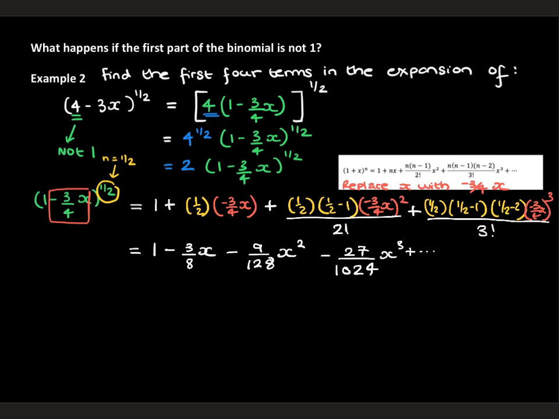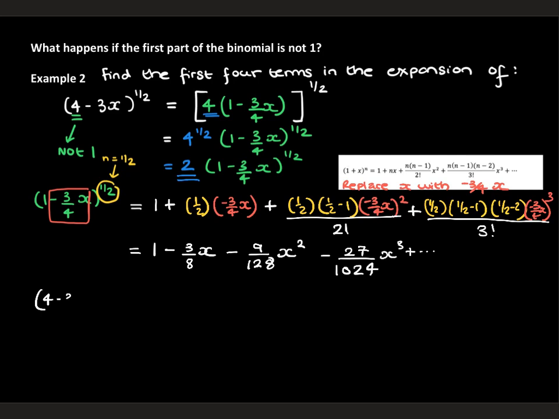So here are our first 4 terms. Now, don't forget that we had this factor of 2 as well to deal with, so we know that we need to multiply each of these terms by 2 if we're going to get the full answer.